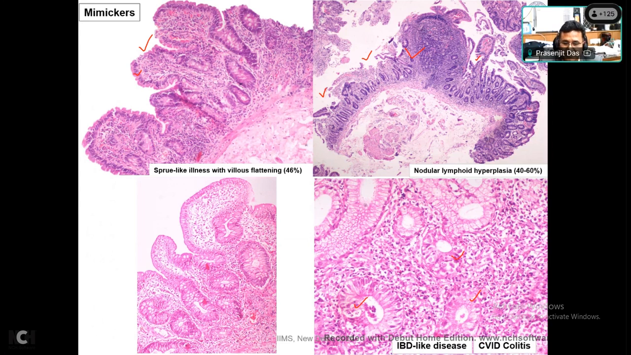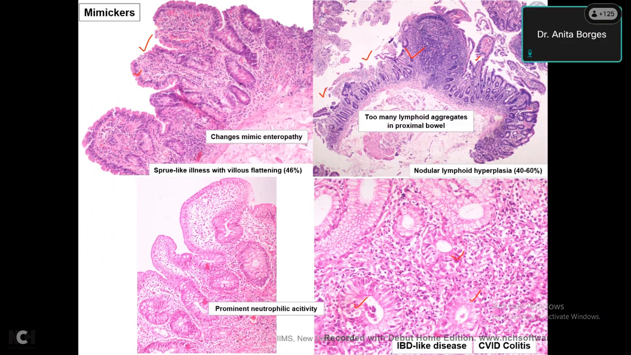So this CVID colitis will mimic Crohn's disease in the proximal bowel biopsies because of chronicity and because of activity. Okay?